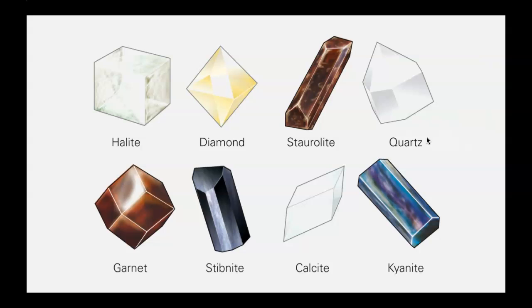Stibnite would look similar to quartz, but it doesn't have that same shape on the end, the pointy kind of pyramid as a quartz does. Calcite is kind of a skewed rhomb, and kyanite are these blades of blue crystals. So crystals can look very different from each other.